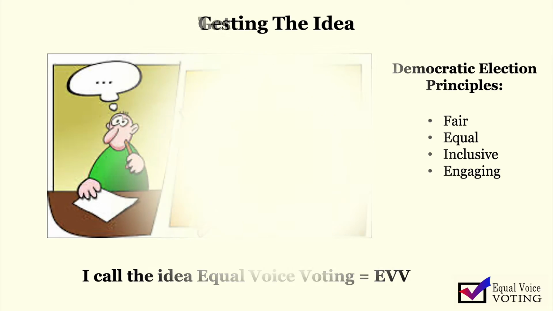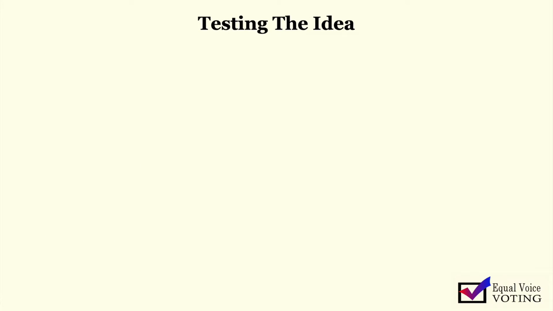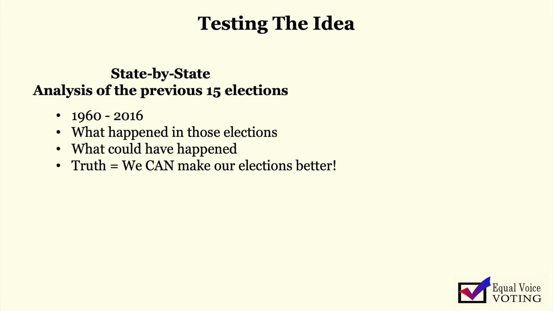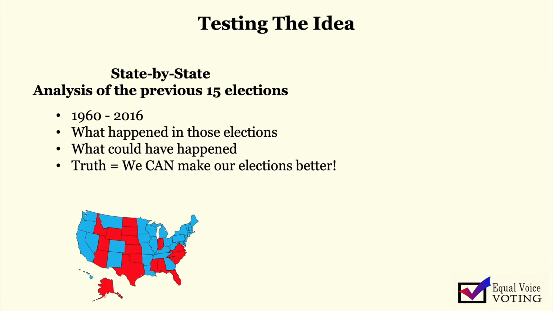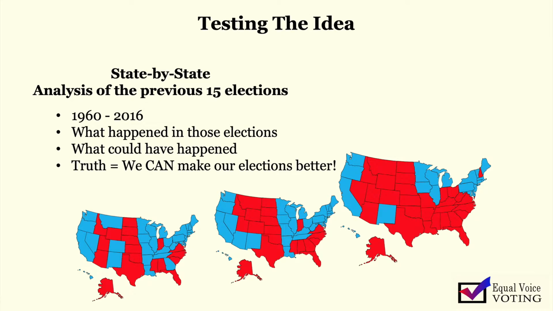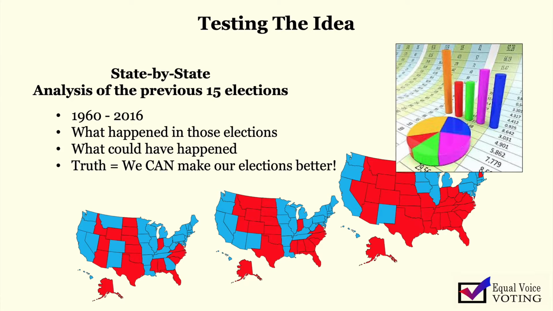But I needed to test the idea. I needed to prove it really worked. So I analyzed what happened in the previous 15 elections on a state-by-state basis. That's a time span ranging from 1960 through 2016. I wanted to see what happened in those elections, and what could have happened if equal voice voting had been used instead. So I compared the two, and I was stunned. I was struck with the truth that we can indeed make our elections better.